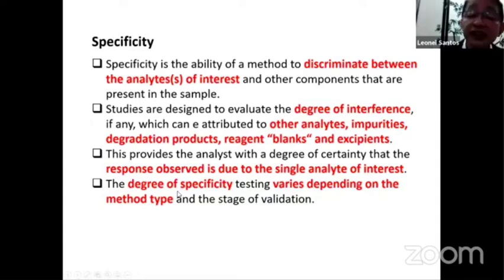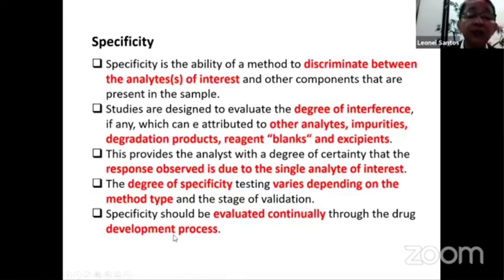The degree of specificity testing varies depending on the method type and the stage of the validation, and that specificity should be evaluated continually through the drug development process. So I showed you the drug development process earlier in a graph, all the way from the development up to the product approval, even to post-manufacturing. So specificity needs to be continually evaluated, because at times there are impurities, degradation impurities that show up, and they may interfere in terms of the specificity of your method.